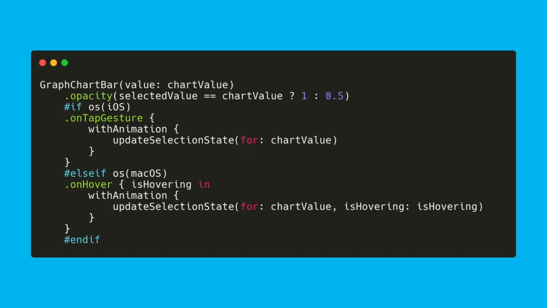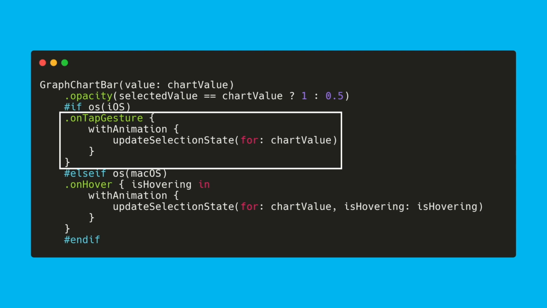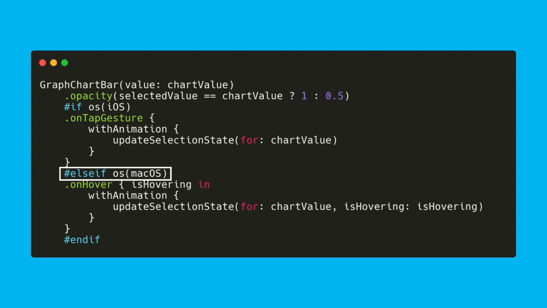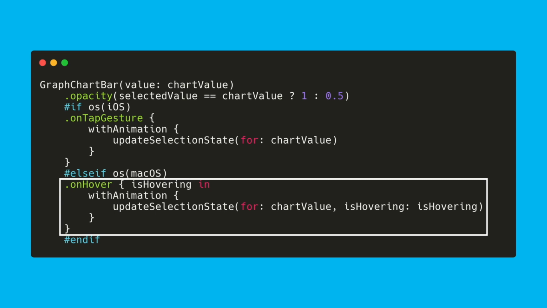So on iOS, we would want to recognize a tap gesture. So we use a compile directive around that to check if we're running on iOS. And if so, we apply a tap gesture. Whilst on macOS, users would expect this behavior to happen when you're hovering over something. So if you're hovering over a bar, then we want to highlight which bar is being hovered over. So we use it again to apply a different modification for macOS.